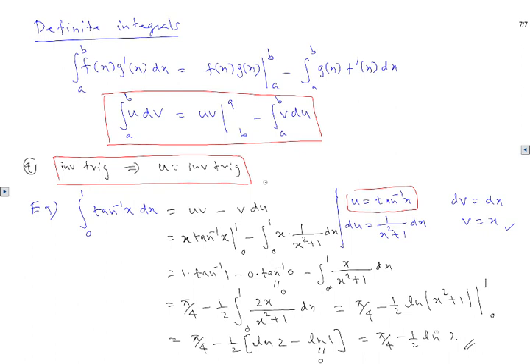So we did integrals with inverse trig functions. If you have an inverse trig function, you're going to pick that one as u. Okay, so I'm going to let you try this one.